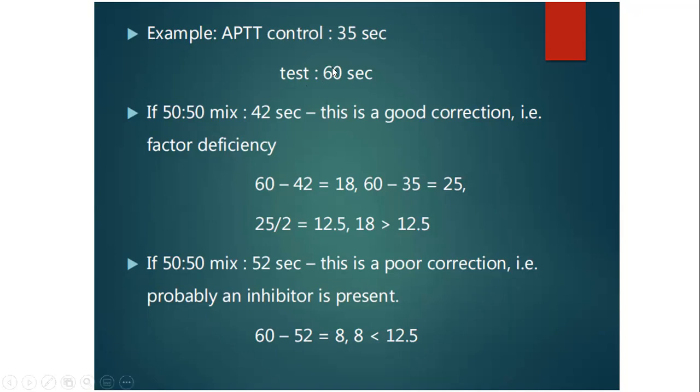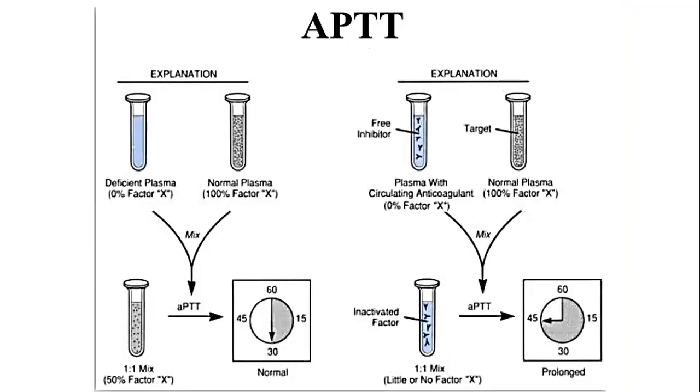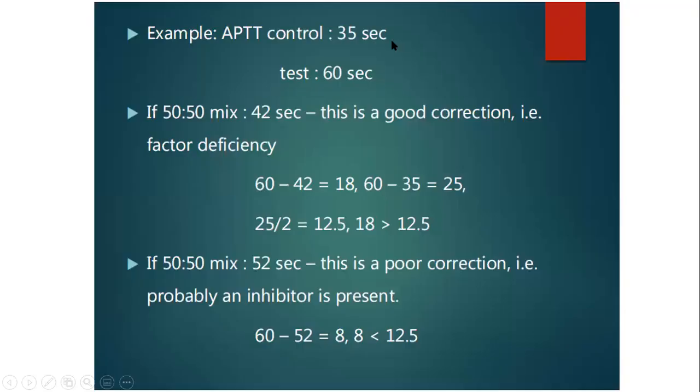This is not a normal APTT. This is already a prolonged APTT. How about our control? 35 seconds. It is still within the normal reference range. The normal reference range for APTT is 30 to 40 seconds, which means the 35-second APTT of the control is normal. Right, so we have a normal APTT for the control and a prolonged APTT for your test sample.